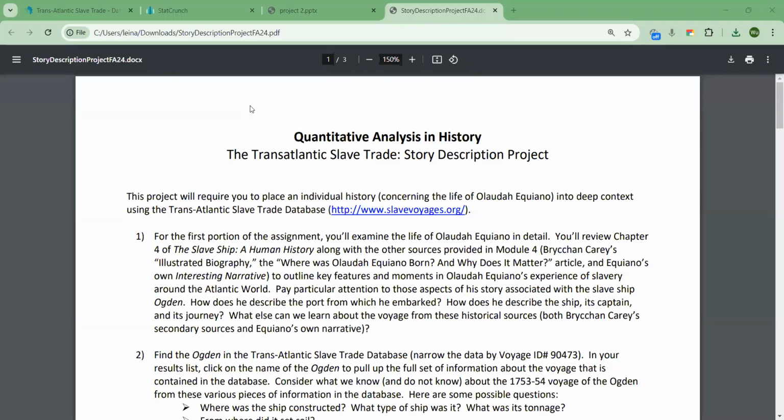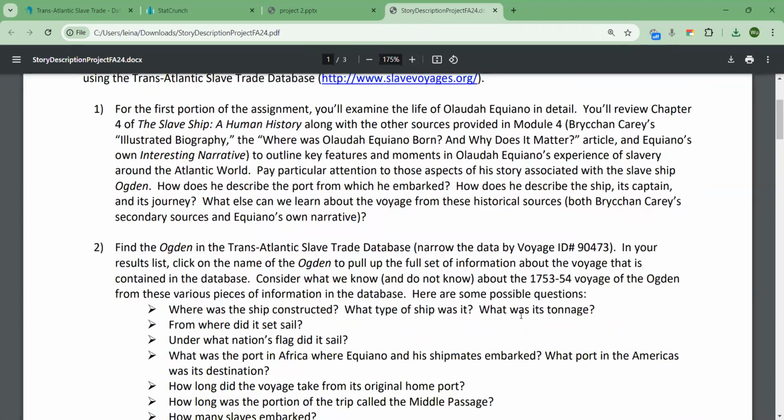All right, hello everyone. So we're going to quickly go over the story description project you are doing that's due for the second project. First of all, this project is focused on this particular trip, which is the Ogden voyage, and this is voyage ID 90473.